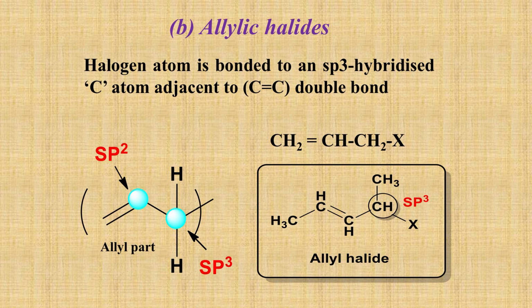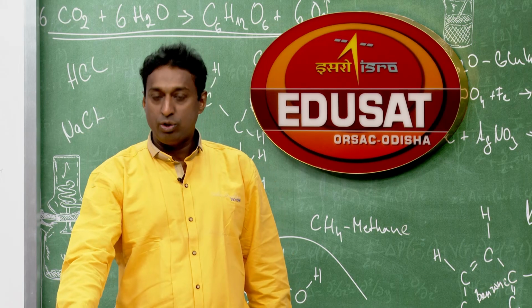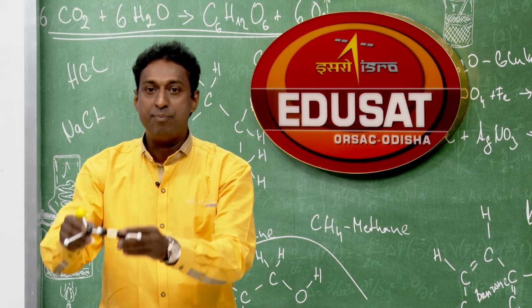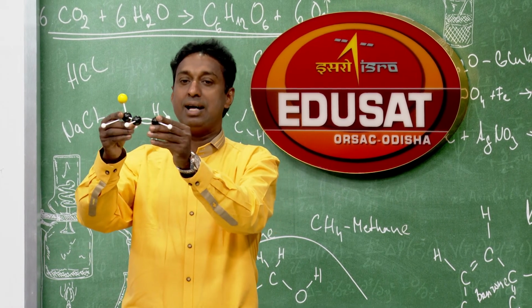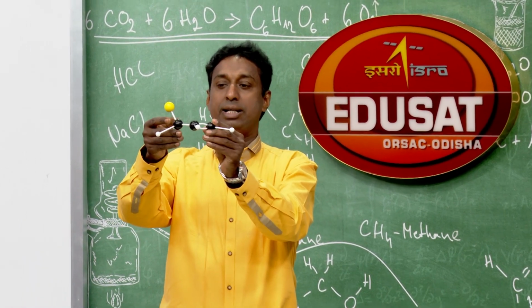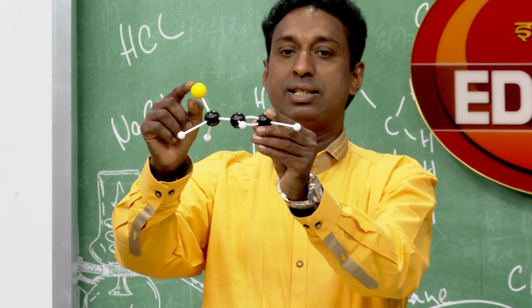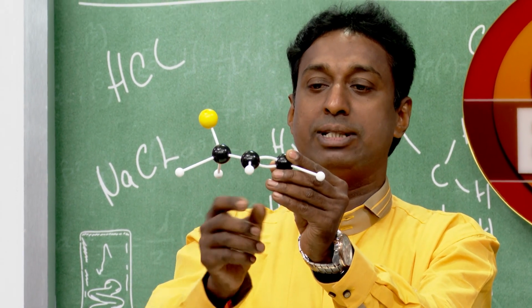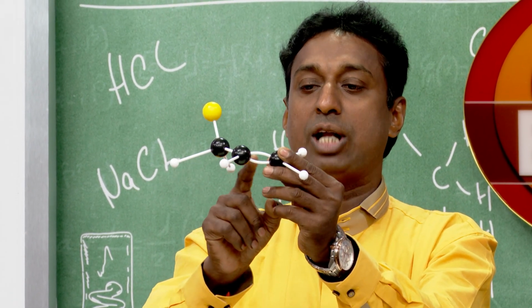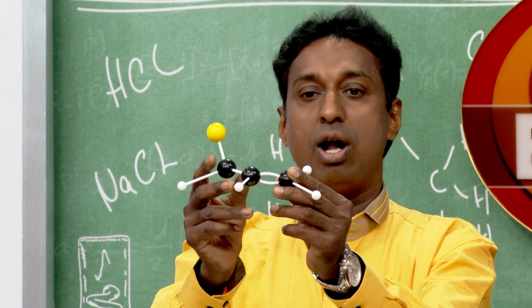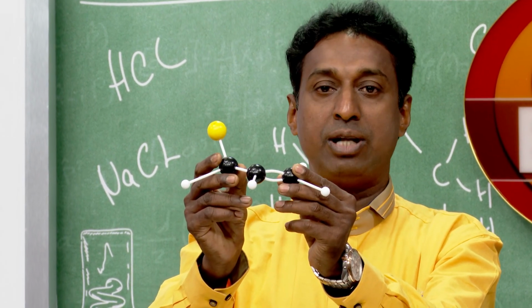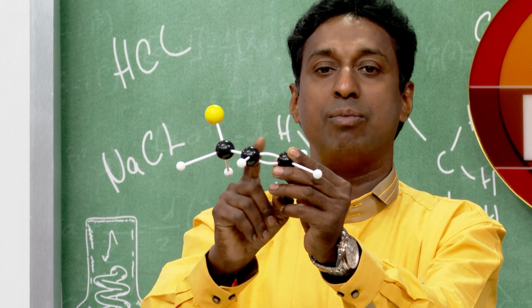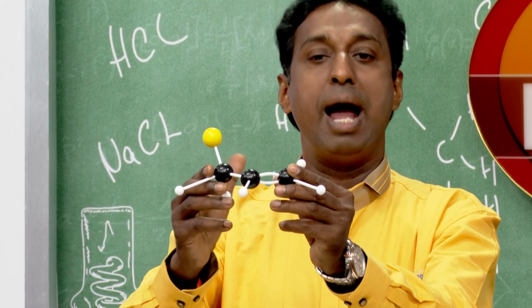Now I will show you allyl halide in terms of the atomic model, means how it looks in the atomic model. This is the structure of allyl halide. Here this carbon is sp3 hybridized, to which the halogen is attached, and the adjacent carbon is sp2 hybridized, and you see the double bond between two carbons. This is called allyl halide. One carbon is sp3 hybridized, and these two carbons are sp2 hybridized.